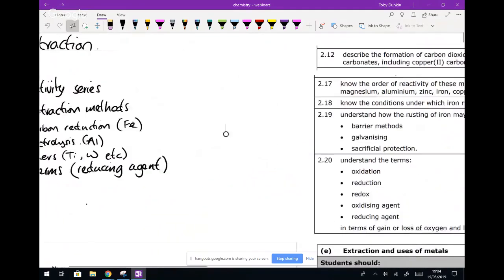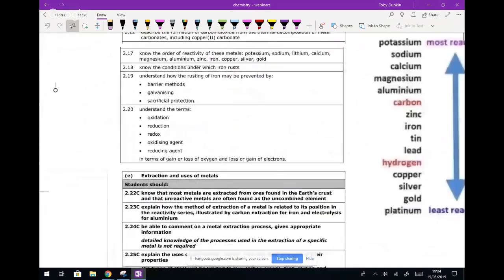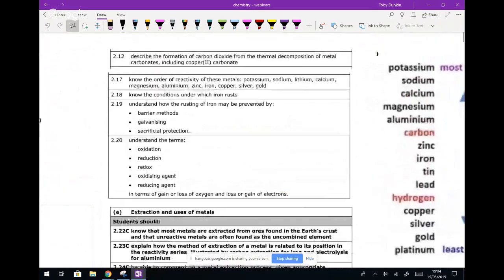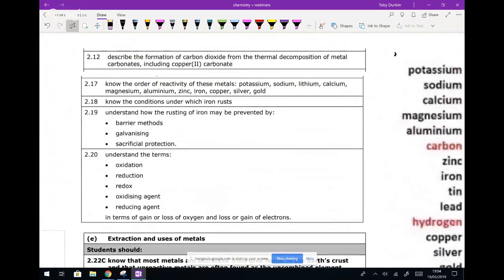Okay, so I did the same thing that I've done in the last webinar, which was I wanted to show you where in your specification this lesson comes. And the answer is it comes in a lot. So we've got 4 key areas where this makes an appearance.